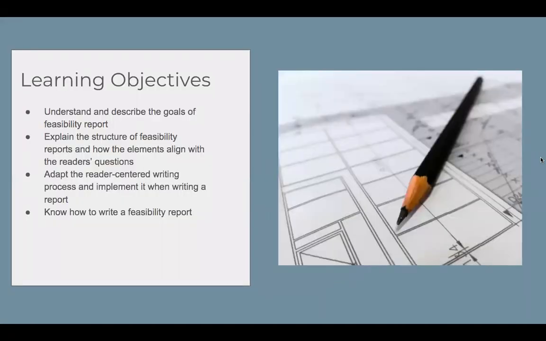There are a few learning objectives within this presentation. The first is understanding and describing the goals of feasibility reports. The second is explaining the structure of feasibility reports and how the elements you're discussing and designing align with the reader's questions. The third is adapting the reader-centered writing process and implementing it when writing the actual report. And the last one is going to be knowing how to write a feasibility report.